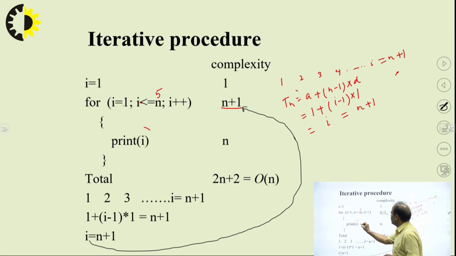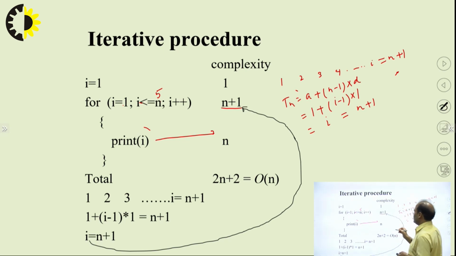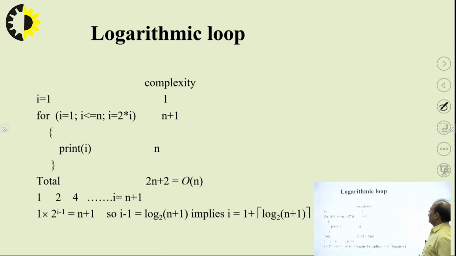Generally, the body of a loop is always running one less than the number of times the loop test is evaluated. Because the test runs n plus 1 times, the body statement runs n times, and since its own time complexity is 1, it contributes 1 times n. If we sum up all the complexities, it will be 2n plus 2, which is equal to big O of n, right?